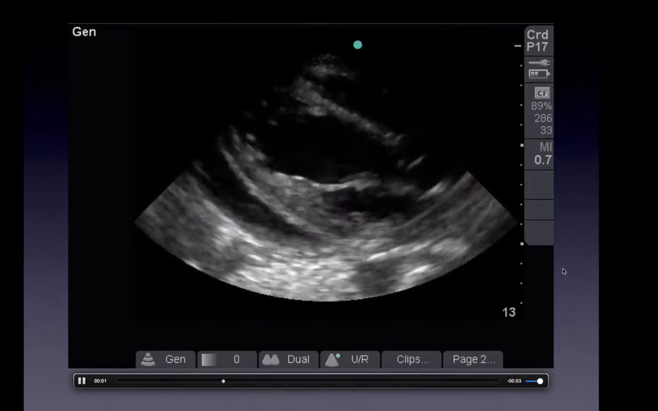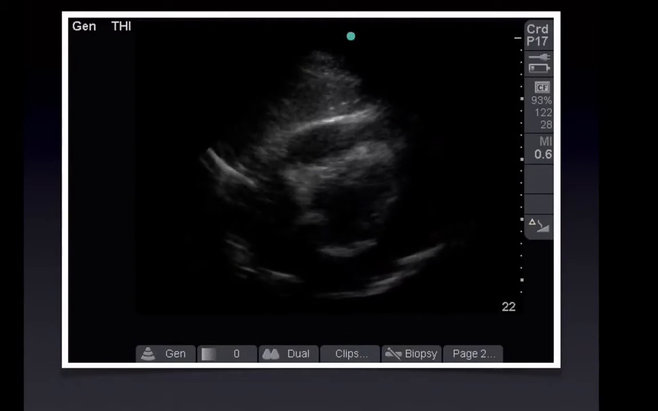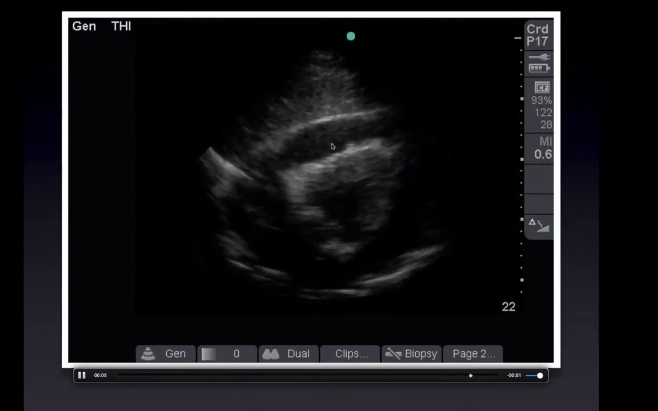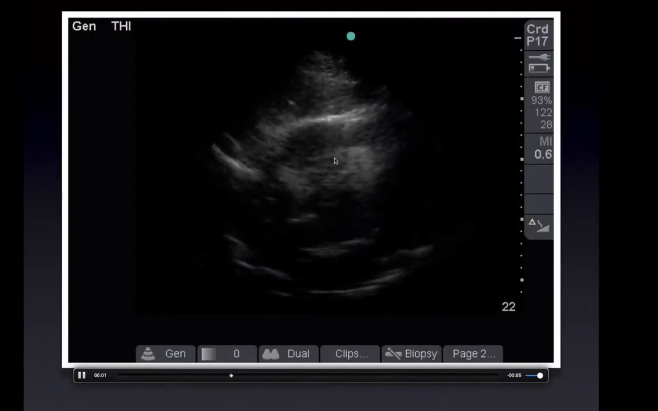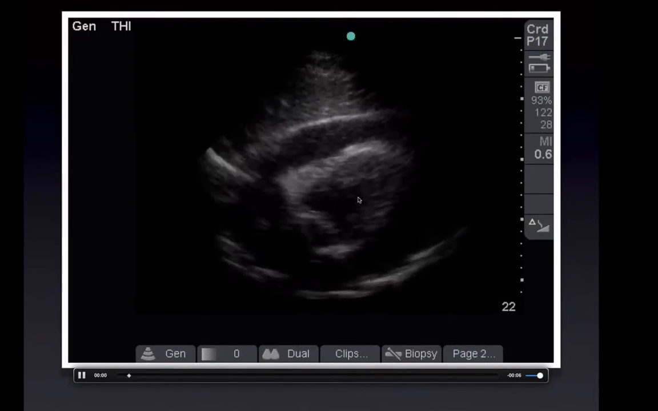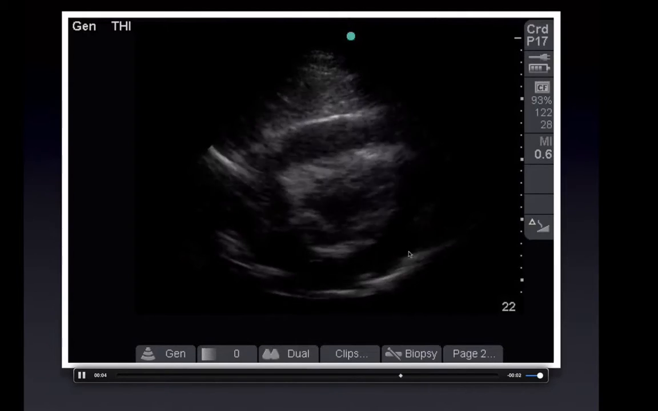So the first thing is you obviously need to have an effusion. Okay, so this is a subxiphoid view. The liver is over here. The right side of the heart should be here, but it's kind of non-existent, right? You do see the left ventricle, and there's a massive pericardial effusion.